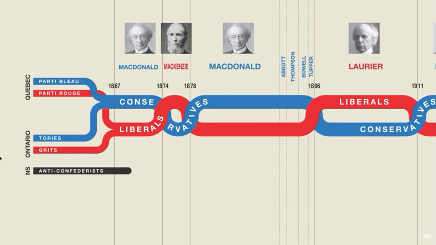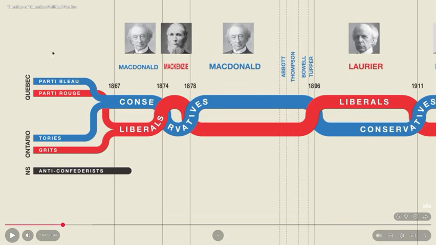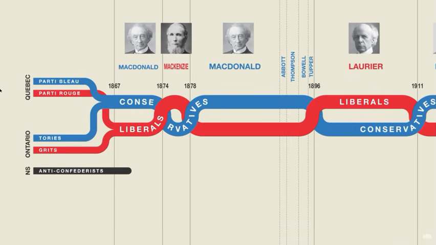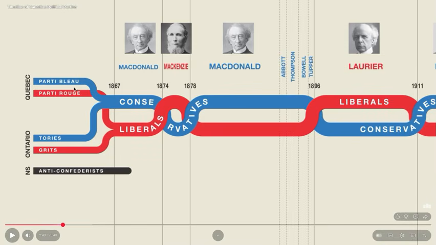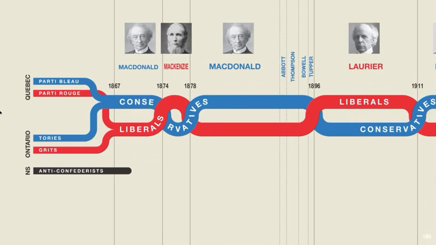That's a great question. Also, I'd like to point out this over here. How we have the Parti Bleu and the Parti Rouge. Bleu is spelled wrong. There's no A in bleu in French. And the Tories and the Grits in Ontario. I like this. And the Anti-Confederates. I mean, yeah, they were around before 1867. But obviously, they were more important before 1867 than after 1867. But I think this is a great way to visualize how we got conservatives, how we got liberals. It's because of the Tories and the Parti Bleu and the Grits and the Parti Rouge.